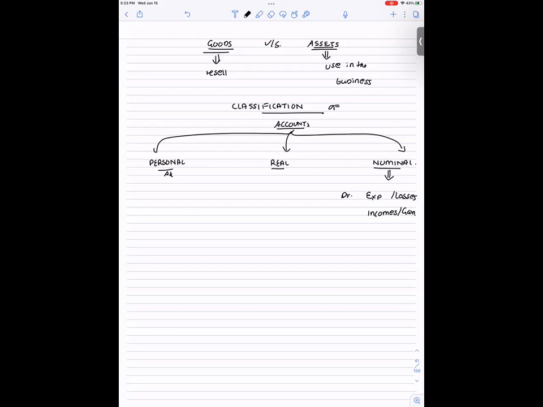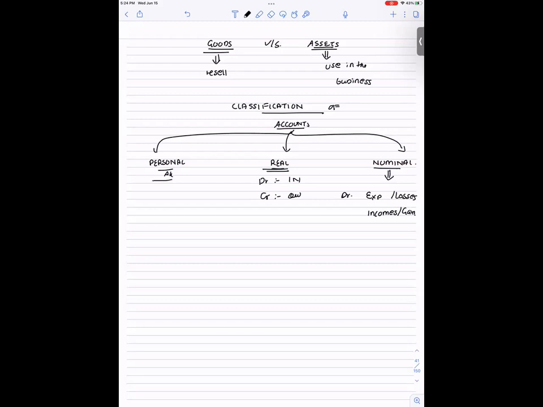What does real account include? Real account is debit what comes in, credit what goes out, and you only take the things that you can touch, feel, and see. For example, cash, machinery, and equipment. Real account, the rule is debit what comes in, credit what goes out.